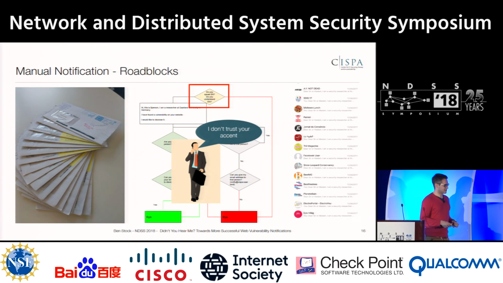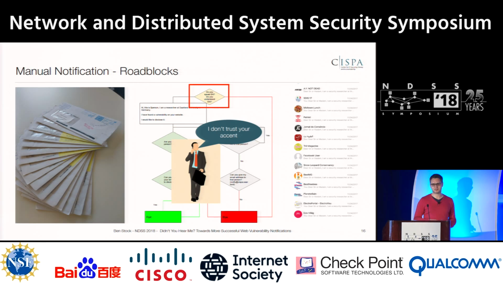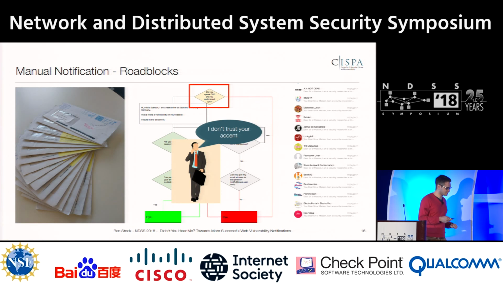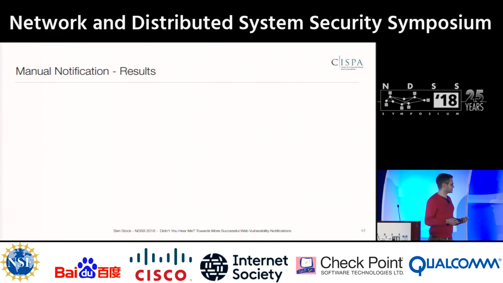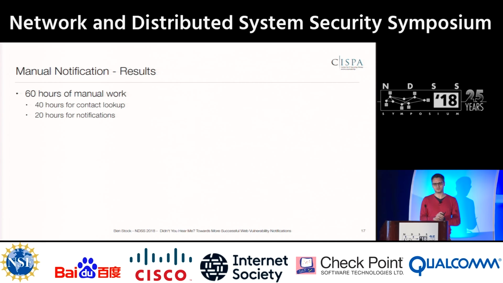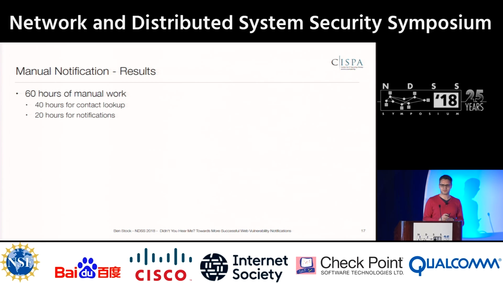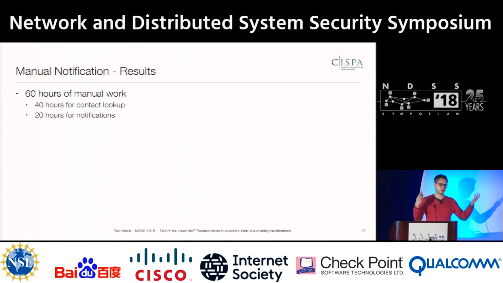And last but not least, this is an image from my Facebook outbox from last week. So yes, people have social media accounts, but then again, they don't read their messages there either, so that didn't really help at all. Okay, so high-level results. We spent 60 hours of work, 40 hours to get all this information, and then another 20 hours of notifications, plus obviously postage, phone bills, and so on.